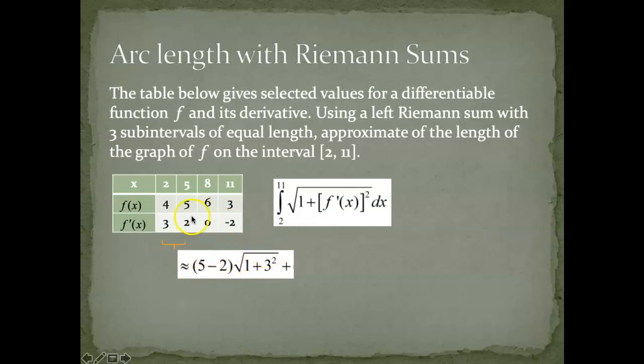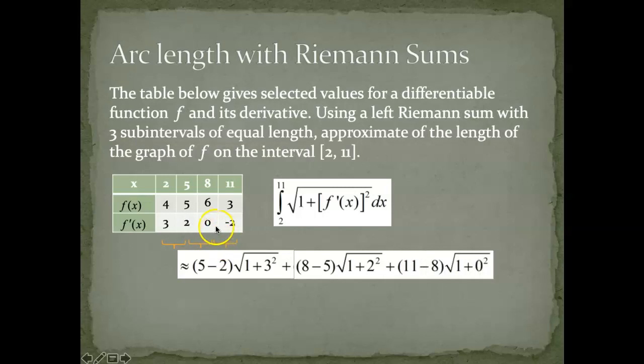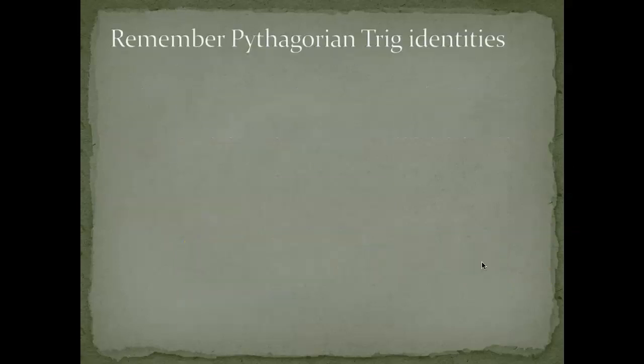And then we're going to use our values of the derivative here. Again, only the 3 because we're using the left-hand side. And that's what we're going to plug in here. The square root of 1 plus that derivative, in this case 3, squared. Okay. Then we do the same thing on the next interval. So we would do 8 minus 5. And then we would, again, approximate using the square root formula. And the derivative using the left side would be the 2. And then the last interval would be 11 minus 8. And then the derivative is that 0 squared. Okay. Then we simplify all of that, and that's our final answer.